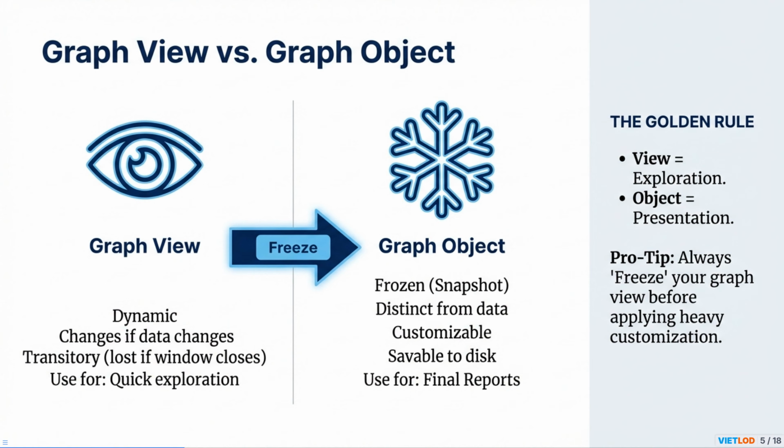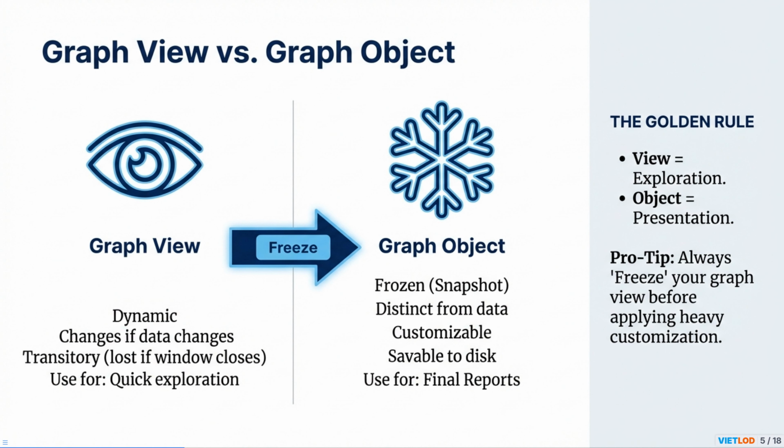A graph view is a dynamic, temporary window. It's linked to your data, so if the data changes, the graph updates automatically. This makes it perfect for quick exploration. When you freeze a graph view, you create a graph object. This is a static snapshot, completely disconnected from the original data.